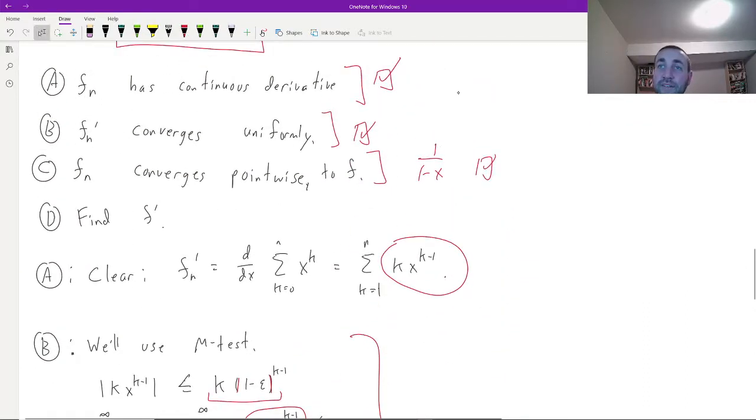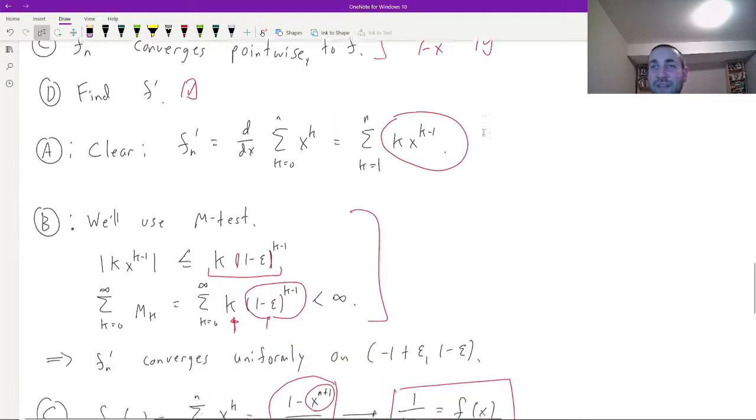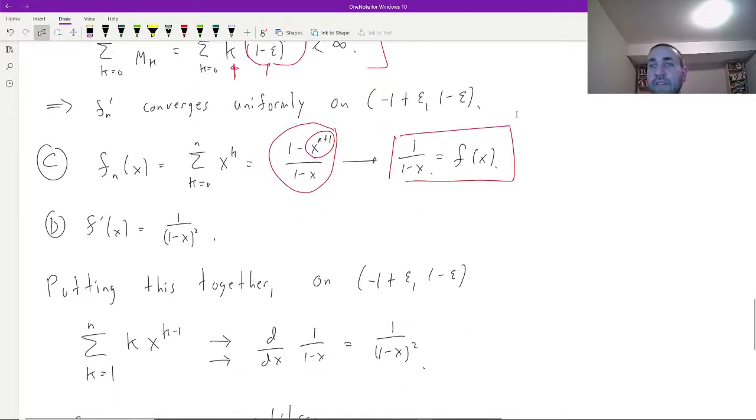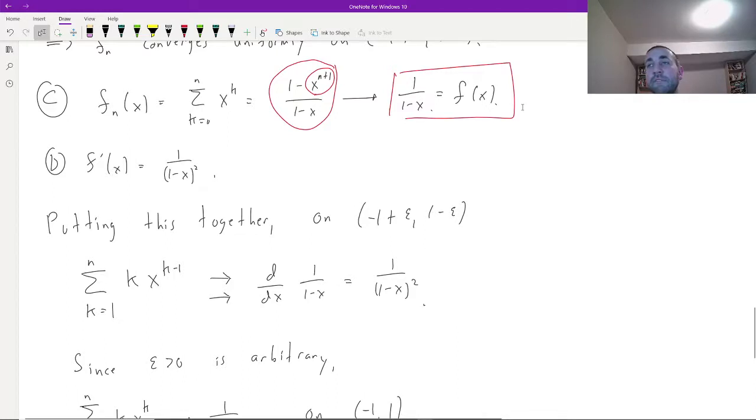So this was a lot of stuff to do, but it actually didn't take us all that long, not just because I was speaking somewhat quickly, but because each of these individual proofs was quite short. The hardest was B, but the M-test let us do it very, very quickly. If we put all of this together, we know that for fixed epsilon greater than 0, on the interval from -1 plus epsilon to 1 minus epsilon, the sum from k equals 1 to n of k x to the k minus 1 converges uniformly to 1 over 1 minus x squared.